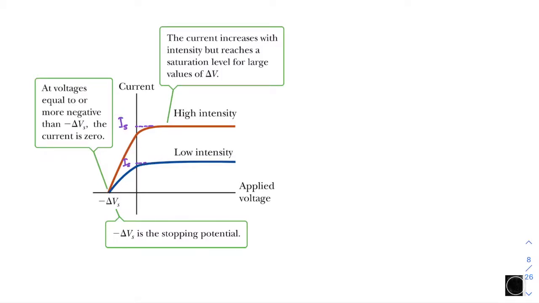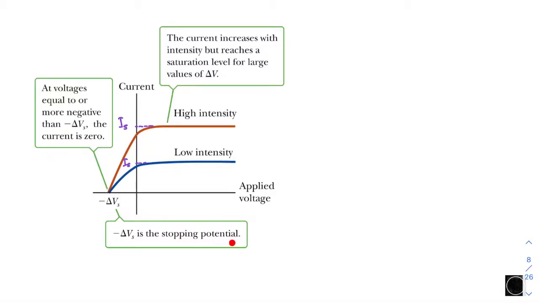Okay, when you use, let's say, the blue color incident lights, or photons, it produces this pattern, which represents low intensity. For a high intensity of incident lights, this is the pattern of the current versus applied voltage graph. But doesn't matter whether it's low intensity or high intensity, both of them are going to reach one single point, which is equivalent to negative delta Vs. The delta Vs is actually the stopping potential.